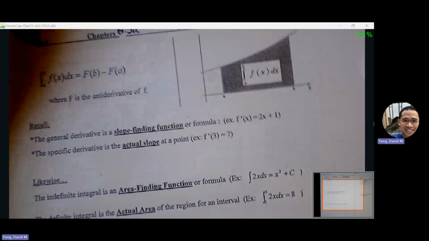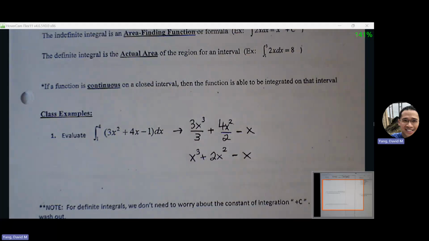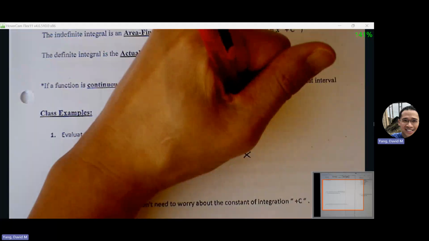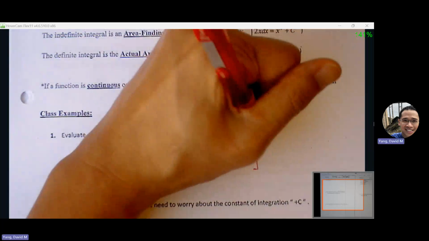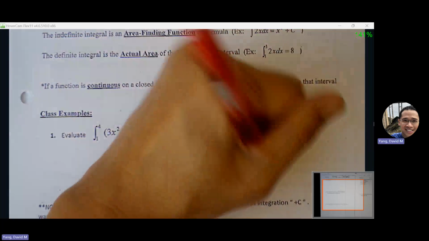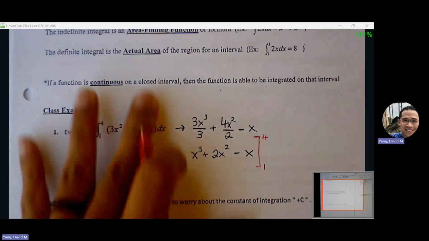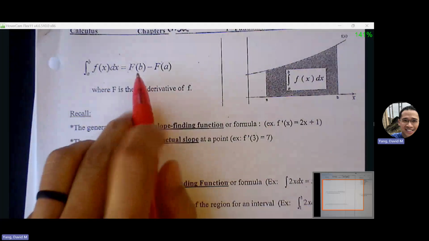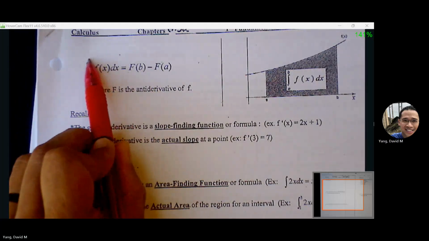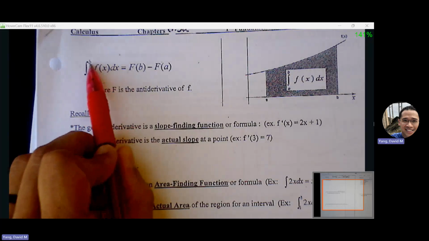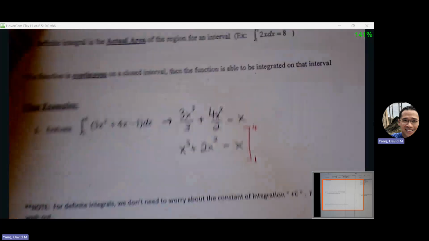Now to involve the bounds, typically the notation we use is a half bracket on the right side, then put a 4 above and 1 below. That's what they tell us. And the formula says F of b minus F of a. So guess what number we're going to plug in first? The 4. Whatever is up top is the first number you plug in.